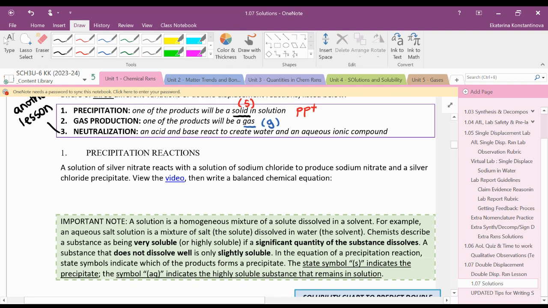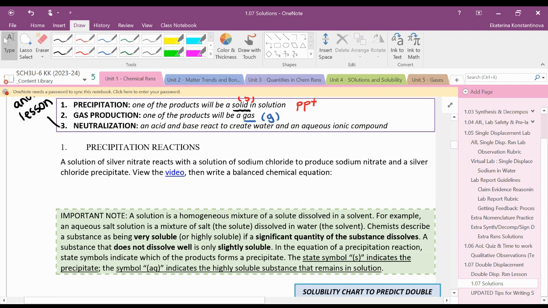First, pause this video to watch the video linked in, where a solution of silver nitrate will react with a solution of sodium chloride to produce sodium nitrate and a silver chloride precipitate. While you're doing this, I want you to really watch: does a solid form, or do they remain aqueous, meaning dissolved in water in solution? Pause my video now, click on the attachment, and predict your balanced chemical equation as well as the states.